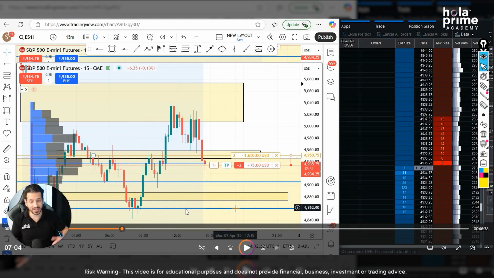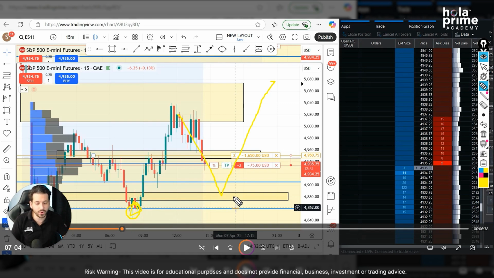So my overall bias is still, okay, since we are in a heavy area of support, that we are going to come back down into these support areas and potentially move back up. I don't think we're going to be taking out this low. I might be wrong, but I'd rather be safe and secure my profit.